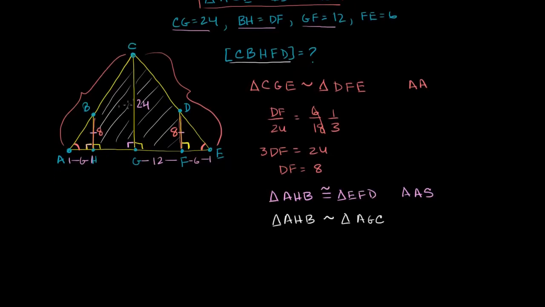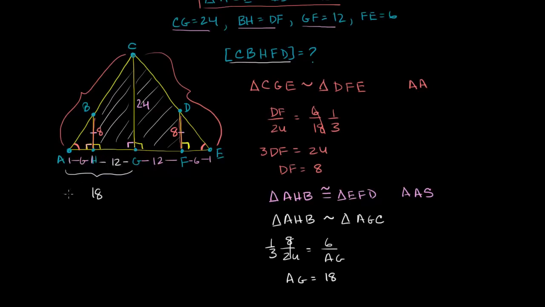So what can we say over here? Well, we could say that 8 over 24, BH over its corresponding side on the larger triangle, is equal to 6 over not HG, but over AG. 6 over AG. And I think you can see where this is going. You have 1/3 is equal to 6 over AG. Or we can cross multiply here, and we get AG is equal to 18. So this entire length right over here is 18. If AG is 18 and AH is 6, then HG is 12.